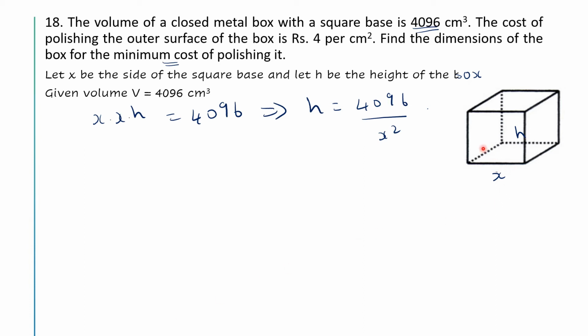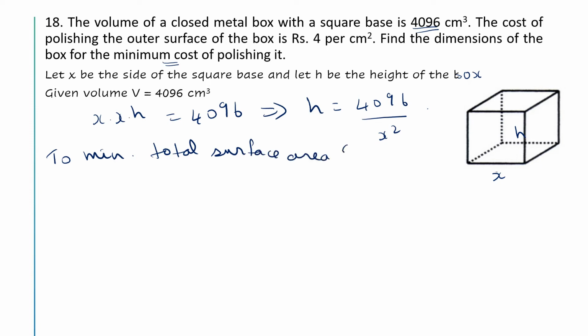Here we have to polish the entire box. So to find the dimensions of the box for minimum cost of polishing it, the total surface area should be minimum. Therefore, we have to minimize the total surface area.